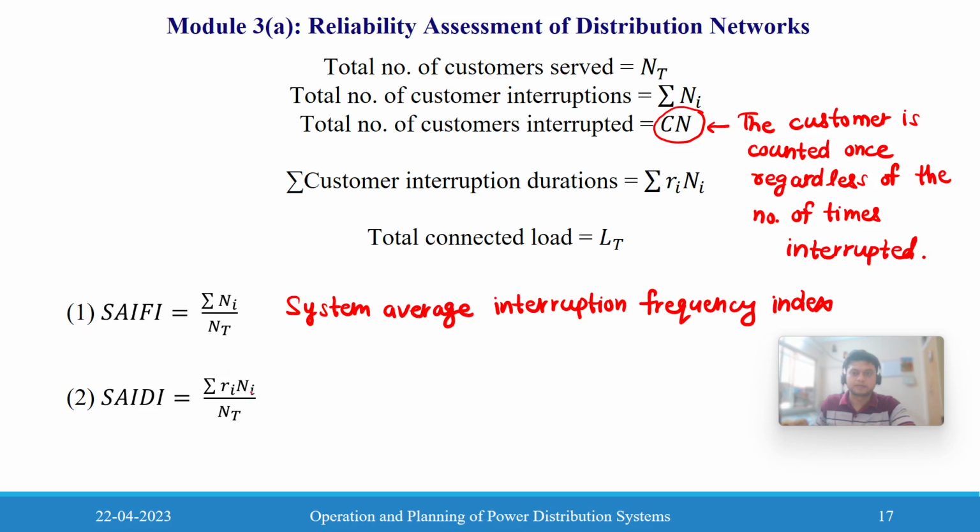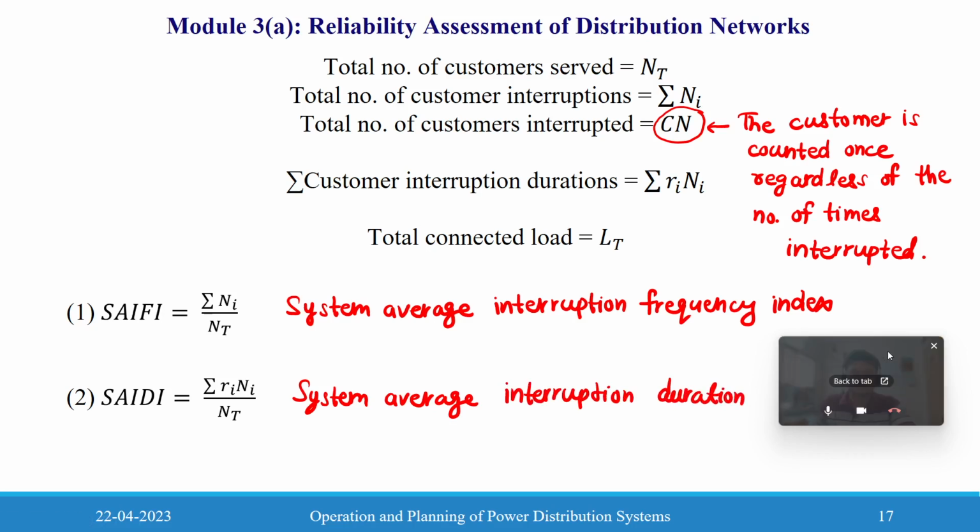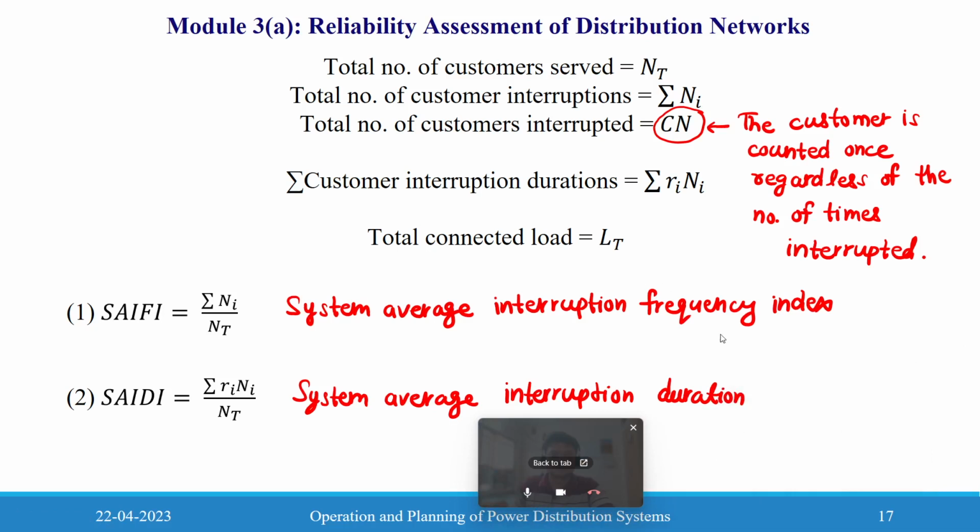And for SAIDI, system average interruption duration index, just the numerator gets changed. In the place of sigma Ni it will come sigma Ri Ni. So SAIDI means system average interruption duration index.